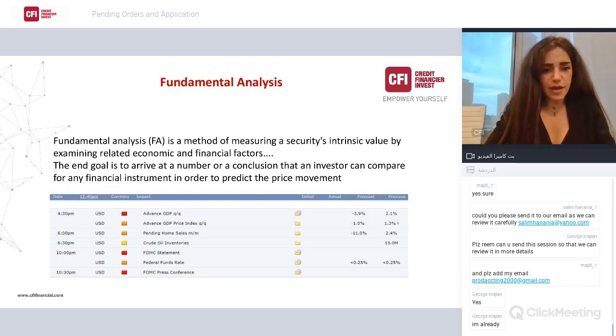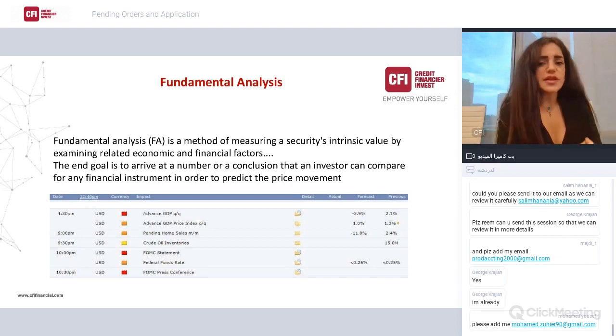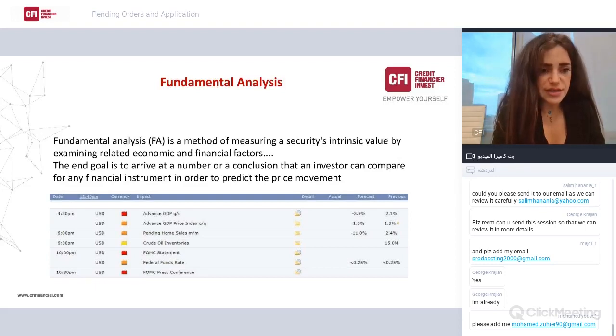They indicate them as red, which means they have high impact. In this case, look with me, advanced GDP, which means the gross domestic product. This indicates if the economy is growing or if it's contracting. The GDP gives this indication. In this case, this is red, which has high importance on the dollar currency.